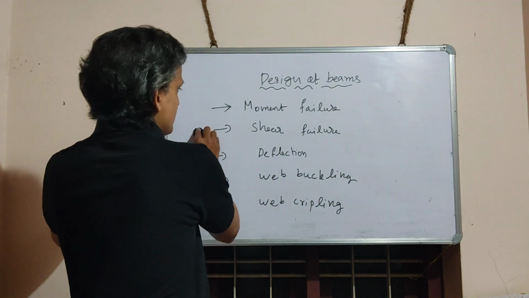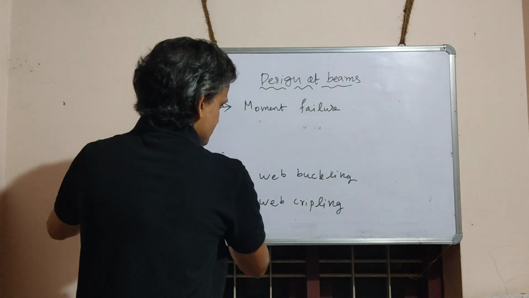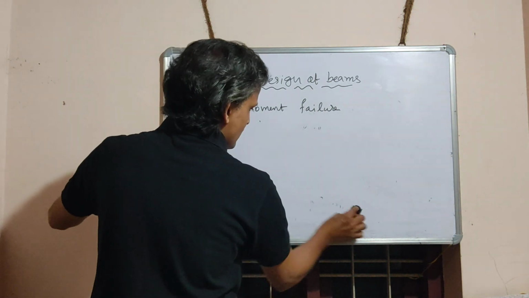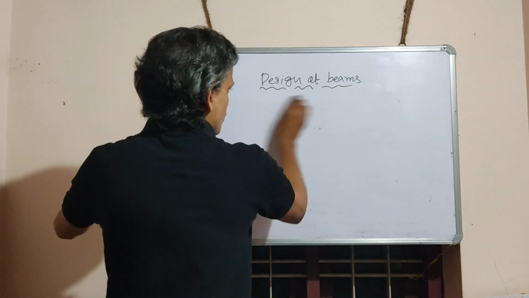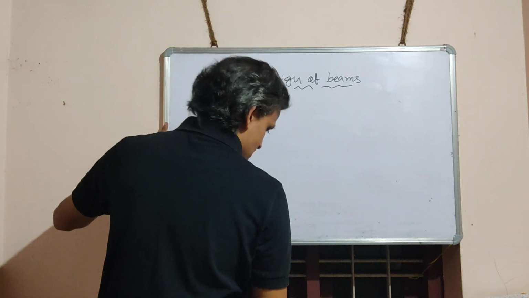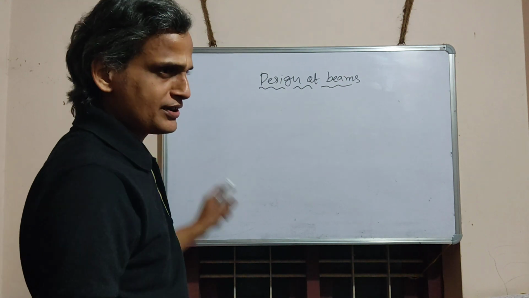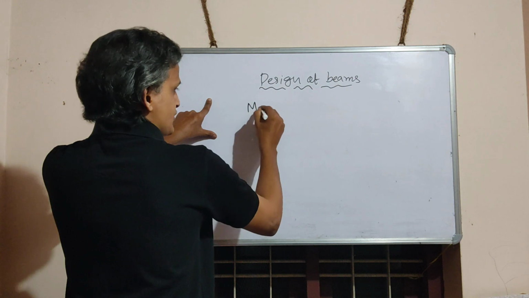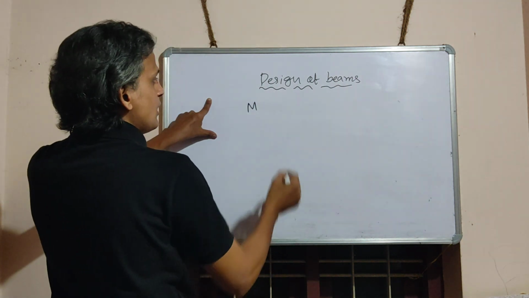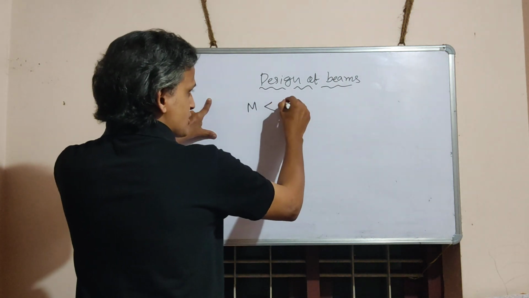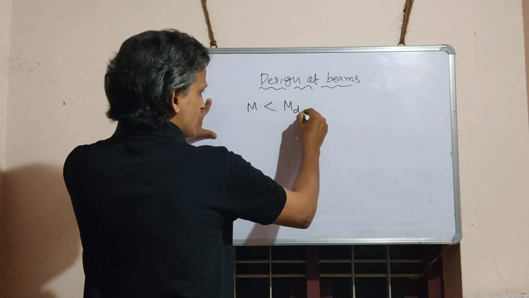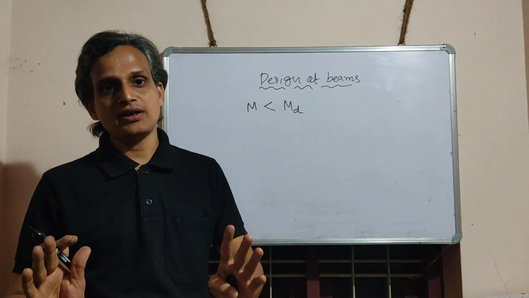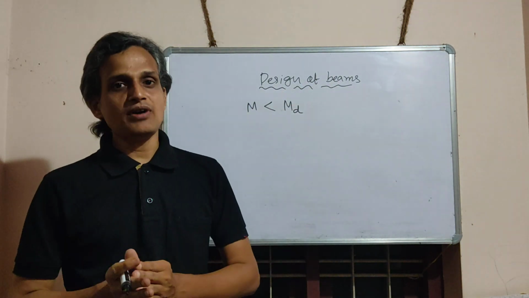First one, moment or bending failure. The basic idea is that the moment due to external load, which can be live load, dead load, wind, snow, whatever it may be, let it be M, must be less than the design capacity of the given section. If this condition is satisfied, the given section is safe under bending.